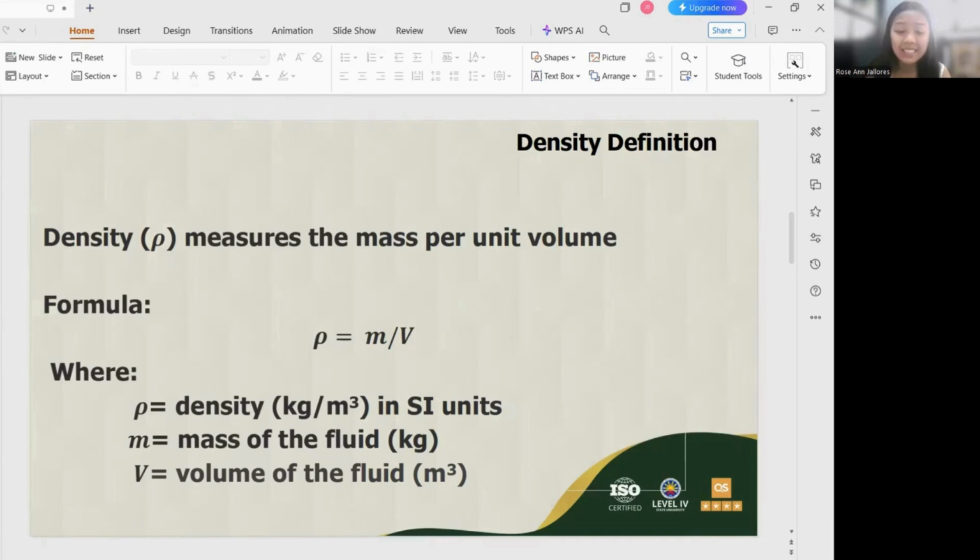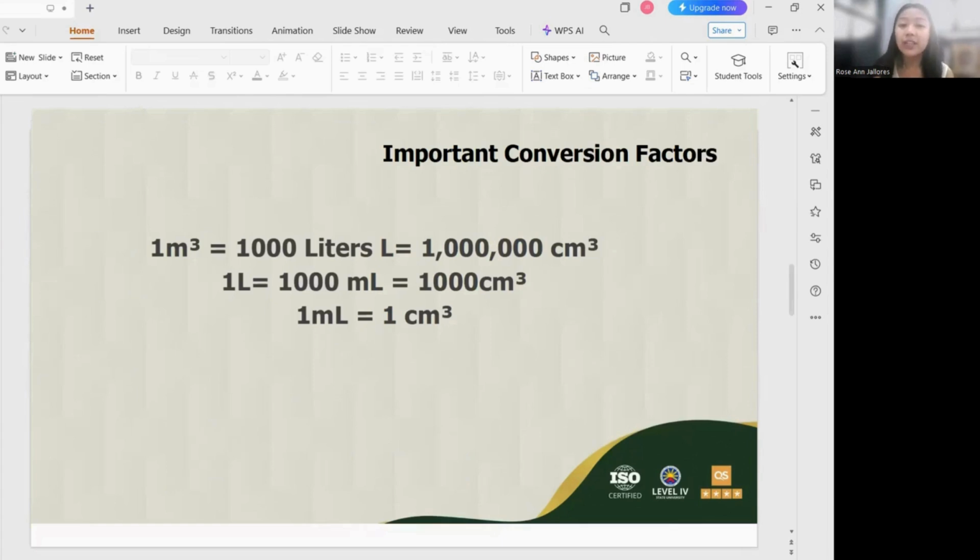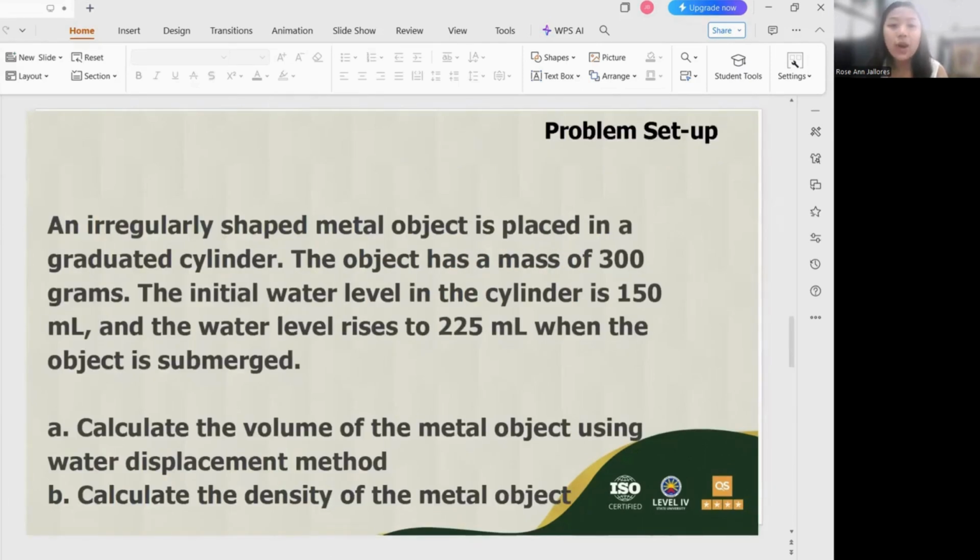So what is density? Density is a physical property that describes the amount of mass per unit volume of a substance, and it's typically measured in units such as grams per cubic centimeter and kilograms per cubic meter. We also have here the important conversion factors. For example, one cubic meter is equal to 1000 liters, and 1 milliliter is equal to 1 cubic centimeter. So let's proceed now to our problem.